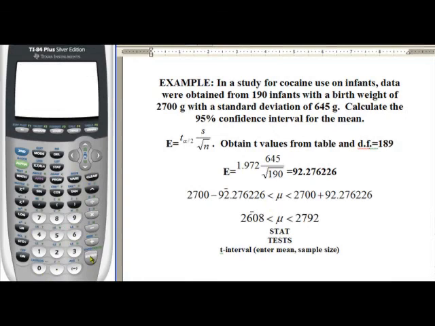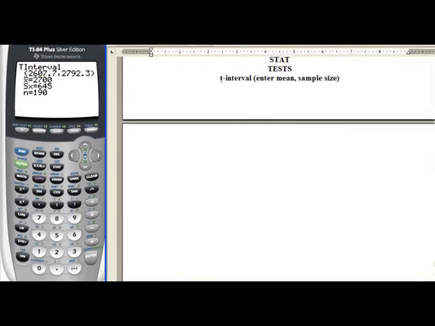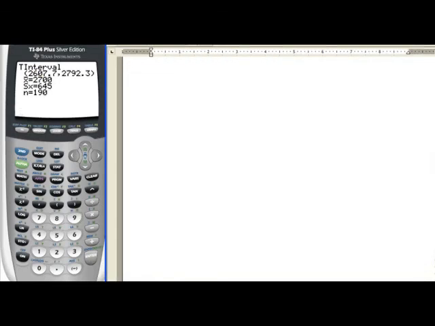Calculate. It will take a little longer, but you'll get there. 2608 to 2792 as calculated before. And that concludes the section about calculating confidence intervals.